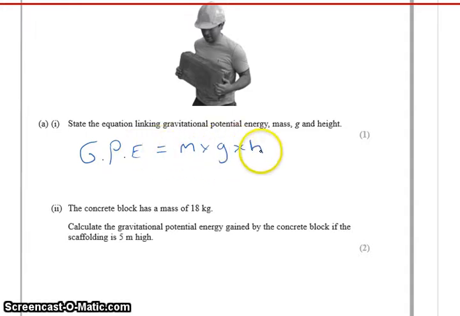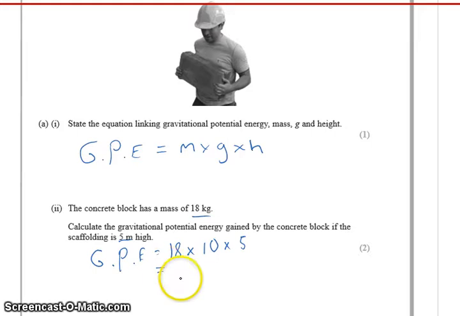And then we've got to calculate the GPE. So using the same equation, all we've got to do is plug the numbers in. Well, it's 18 kilograms. G we're going to take as 10, which is always given to you on the front of the paper, and H as 5. And that comes out as 900 joules.